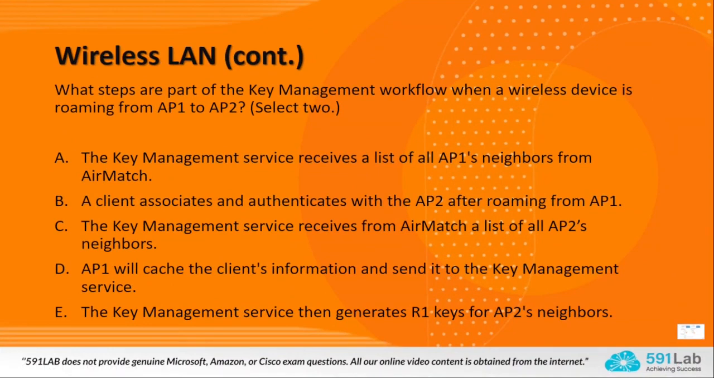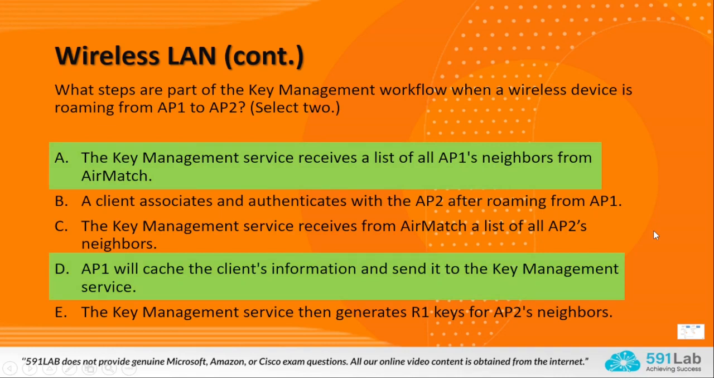Option E. The key management service then generates R1 keys for AP2's neighbors. No, it will generate R1 keys for AP1's neighbors. So this is not correct. So the correct answers are A and D. Okay, we'll move on to the next question under switching.